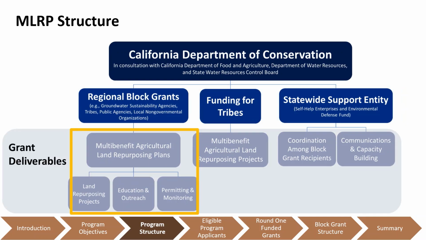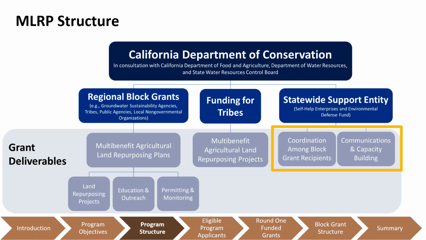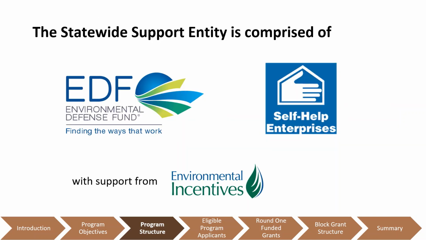Grant deliverables for the regional block grants include multi-benefit agricultural land repurposing plans, design and implementation of land repurposing projects, education and outreach, and permitting and monitoring for land repurposing projects. Grant deliverables for funding for tribes include the design and implementation of multi-benefit agricultural land repurposing projects. And grant deliverables for the statewide support entity include coordination among block grant recipients and community and capacity building. The statewide support entity is comprised of Environmental Defense Fund and Self-Help Enterprises with support from Environmental Incentives.